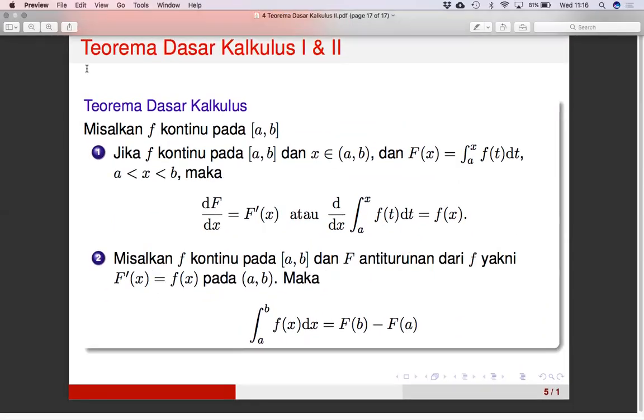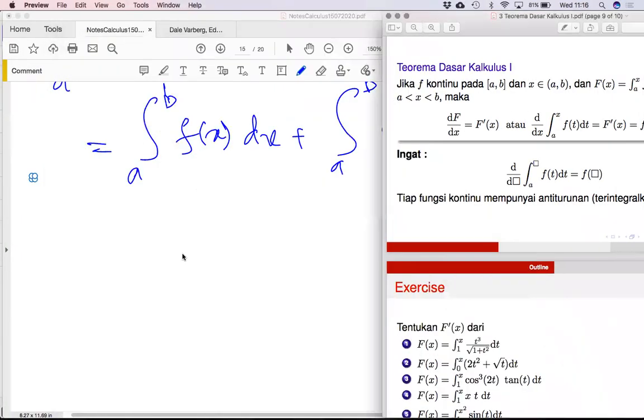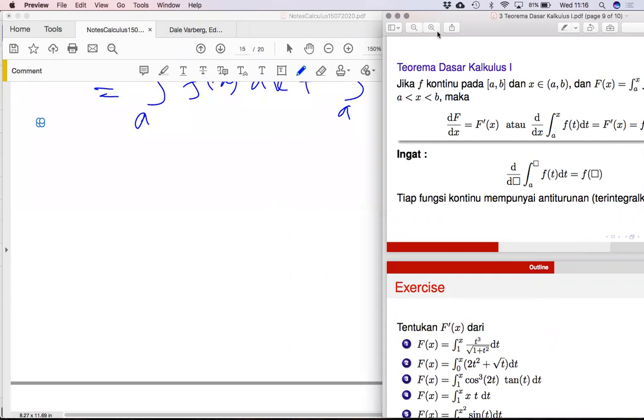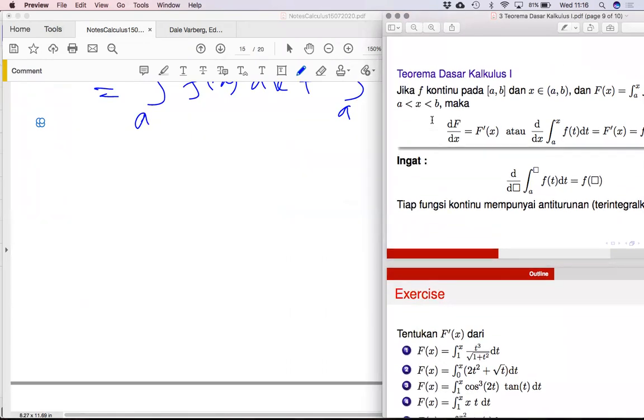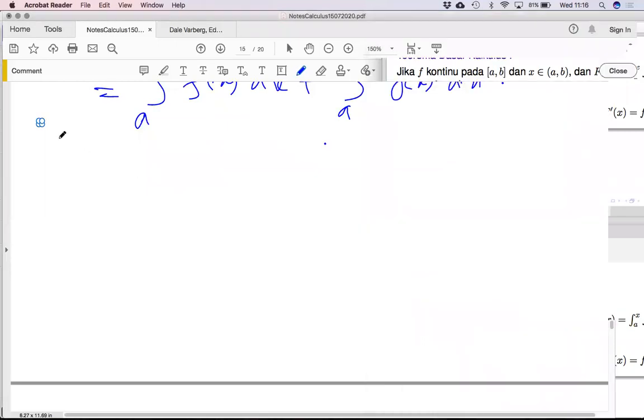Okay. So using this fundamental theorem, we can check our calculation. We can check our calculation of the previous one. Previously, we already did it here. So I will write again in here.